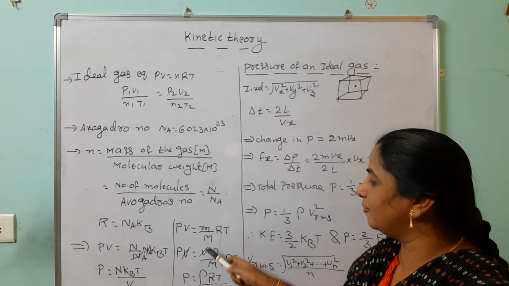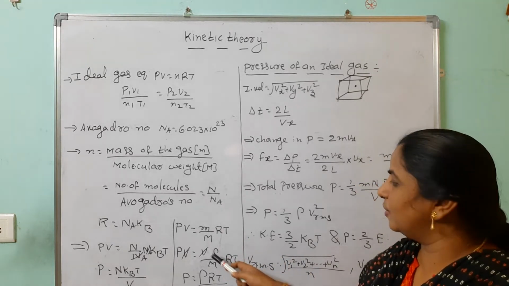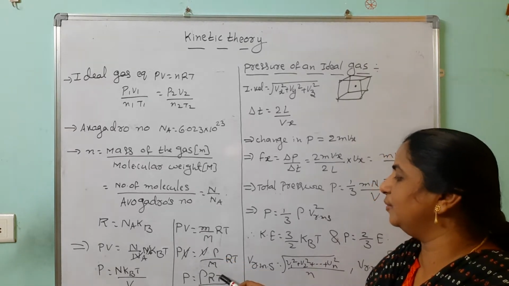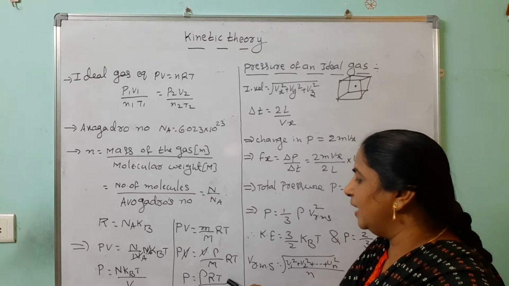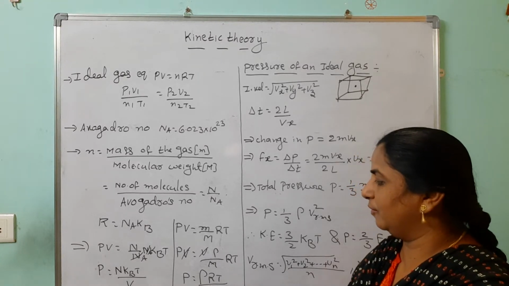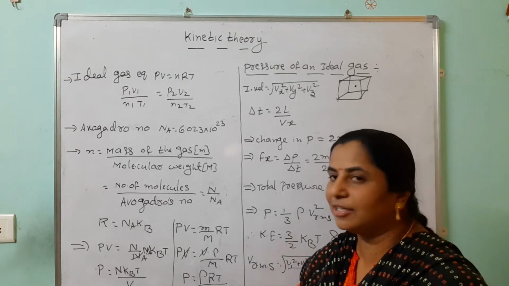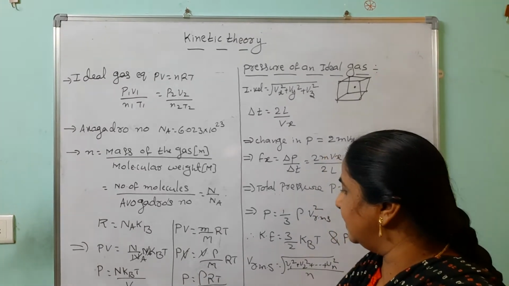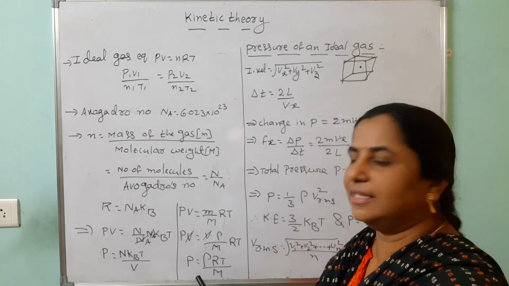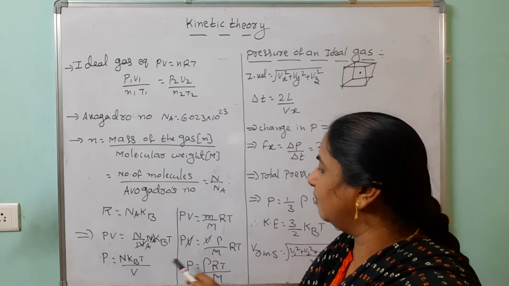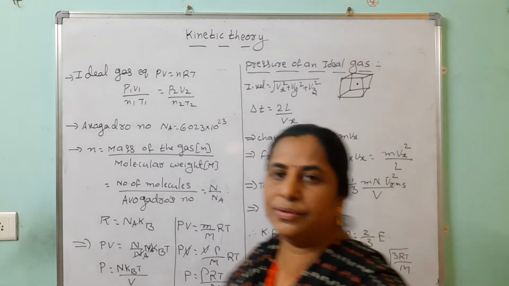You know that mass equals volume into density. So volume cancels. Here you are getting pressure equals density into universal gas constant into absolute temperature by molecular weight. Here also pressure and here also pressure, but this one is in terms of Boltzmann's constant and this is in terms of the density. Look here, both belong to pressure only, but depending on the situation we have to use one or the other.